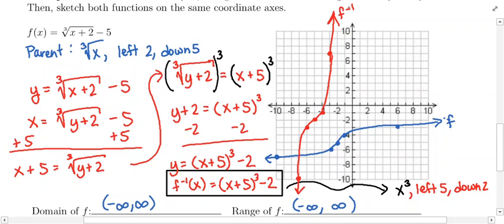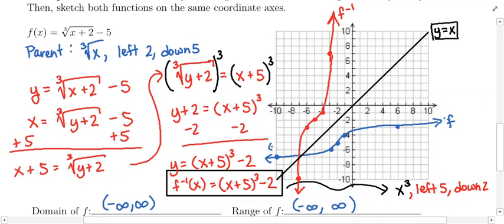The red graph and the blue graph are indeed symmetric about the line y equals x. Here comes the line y equals x. If you were to fold the sheet of paper along this black line, the red graph will lie on top of the blue graph. You can check it out with points.